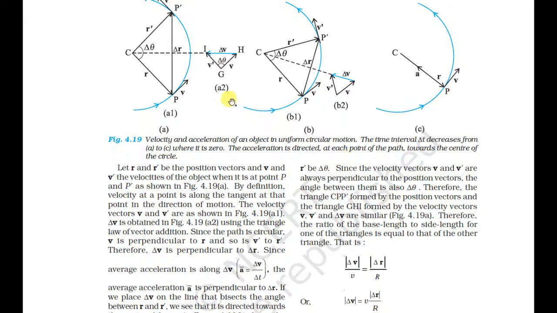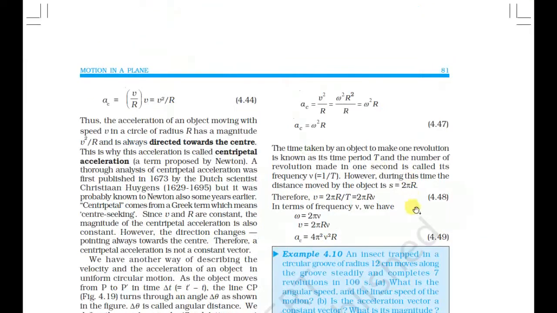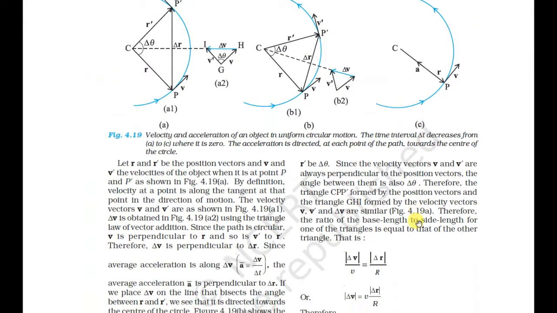So the triangle formed by the position vectors, with CP and CP dash making the angle delta theta, and the triangle formed by the vectors v, v dash and delta v are similar. Therefore the ratio of the base length to the sides of one triangle is equal to that of the other triangle, that is, delta r by capital R.